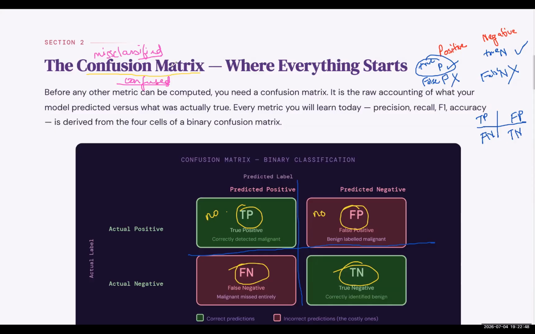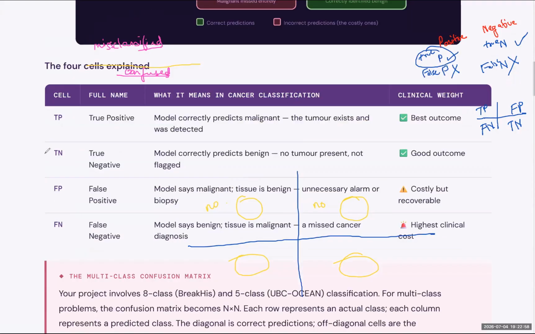Okay, so this is only the confusion matrix. Got it? So moving further.